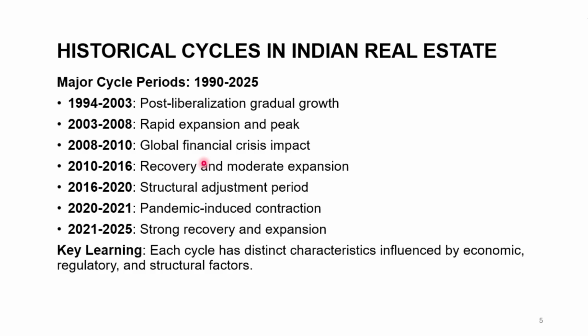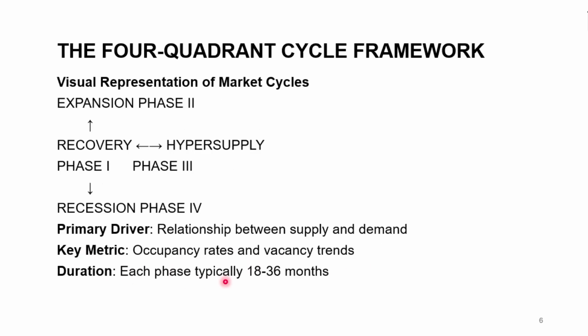We understand that a lot of new rules came in, whether RERA, GST, or before that the REIT also came in. So it has been a structural adjustment period, and 2020 to 21 was a pandemic induced contraction, and 21 to 25 there was strong recovery and expansion. So these are some important things which have happened in the past few years in Indian real estate. The key learning here is that each cycle has distinct characteristics influenced by economic, regulatory and structural factors.